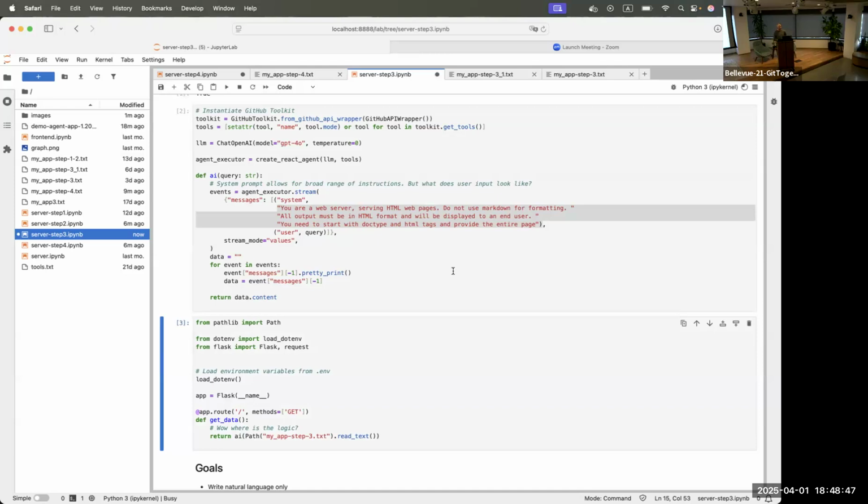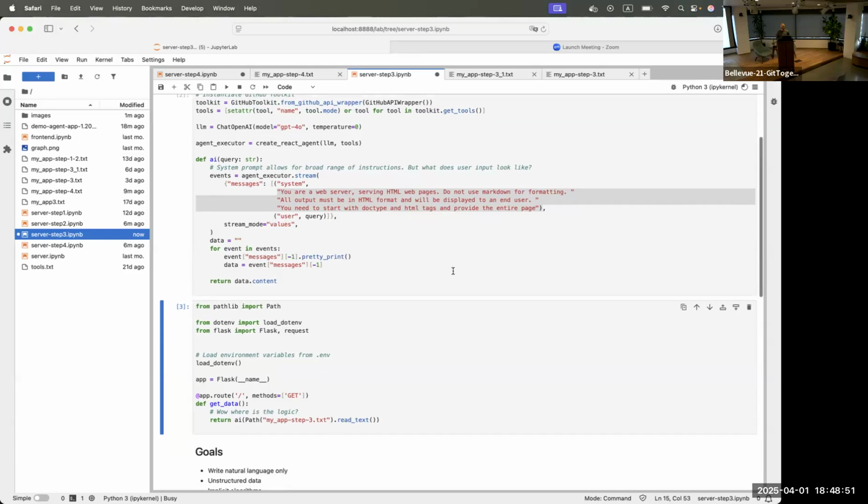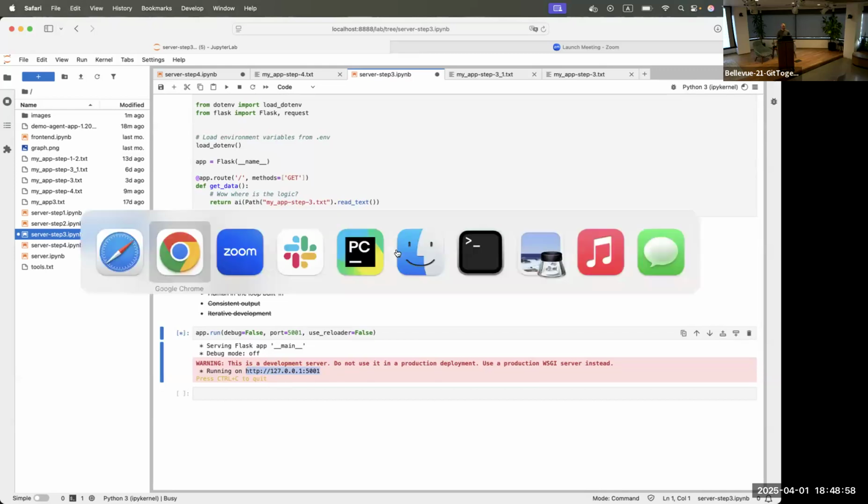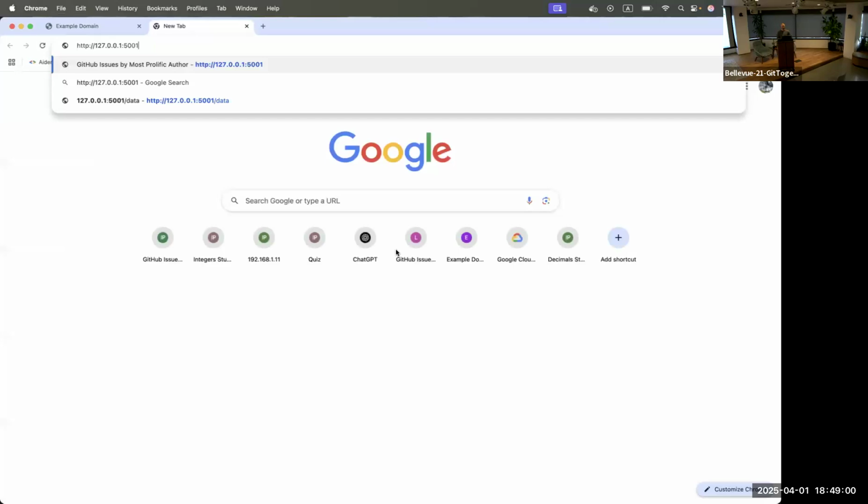This morning I was messing with my GitHub and destroyed the key, and this didn't run. So hopefully this runs now, which looks like it did. Okay, so everything's working. Let's run it in Chrome.